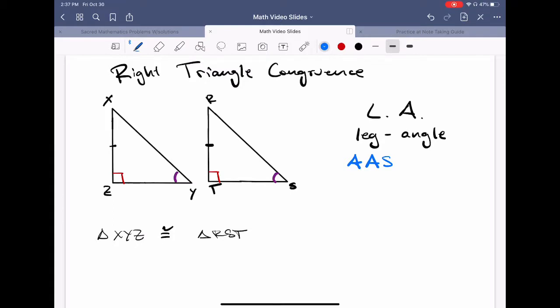It can also be a special case of something else. Let's say this was the leg that was not marked, but it was this one here, ZY, and the corresponding leg, TS. That's a special case of angle, side, angle. I have the acute angle, a leg, and then the 90-degree angle with the leg included between the acute and 90-degree angles.